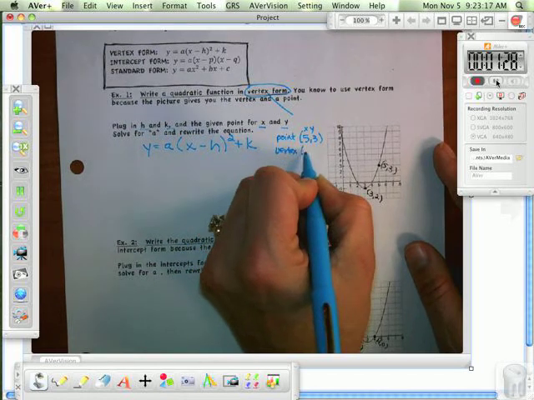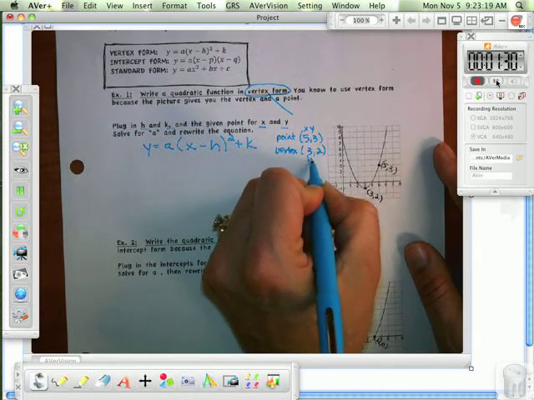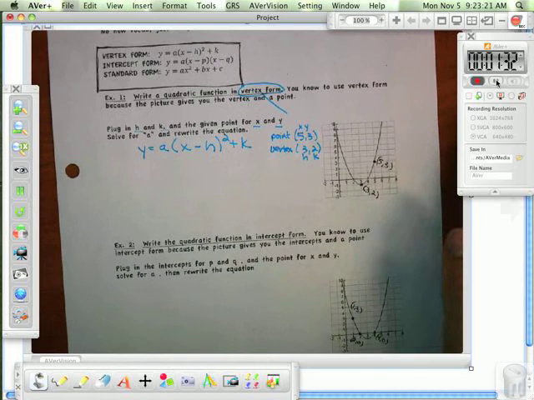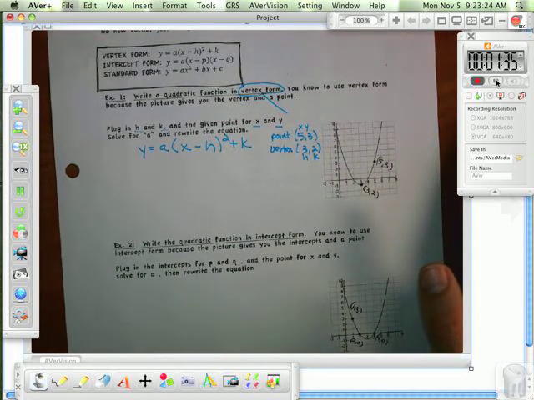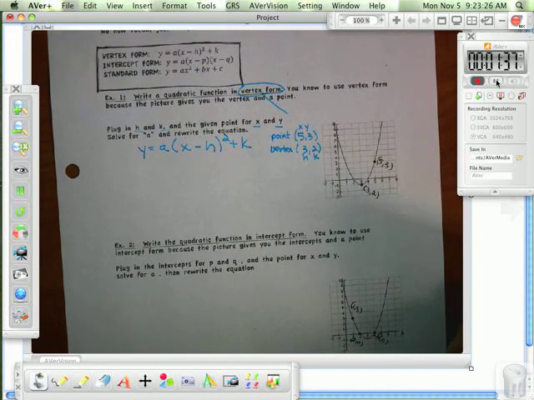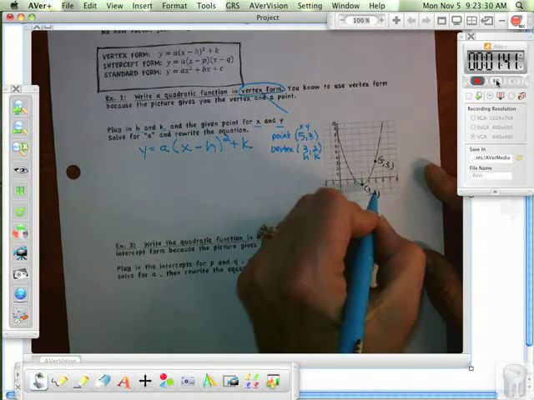Correct? Yeah? All right, I'm going to plug in what they gave me. Yes? On the graph, the 3, 2 is actually... Oh, it should be -1. Thank you. Yes, thank you. I meant to change that. It's 3, -1.